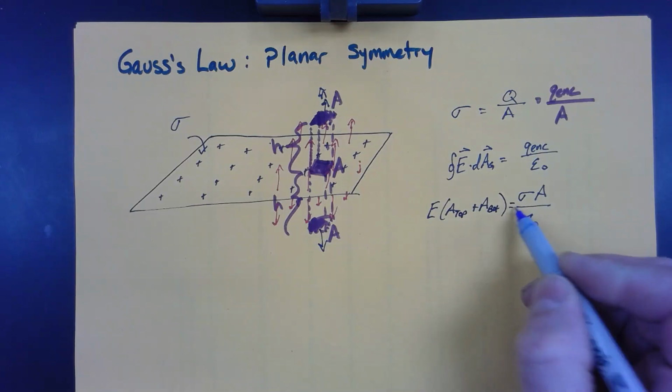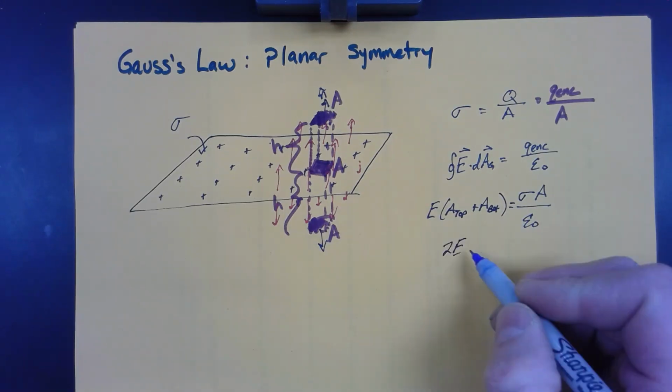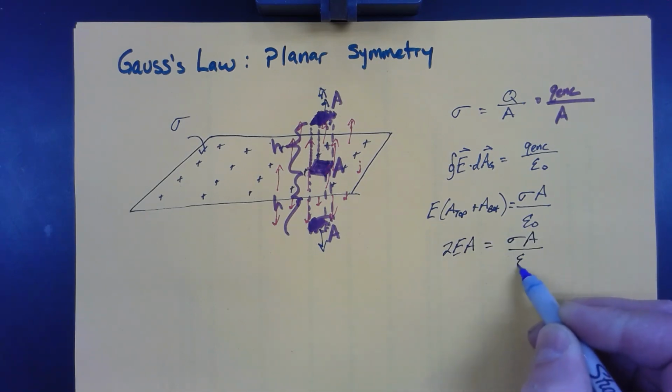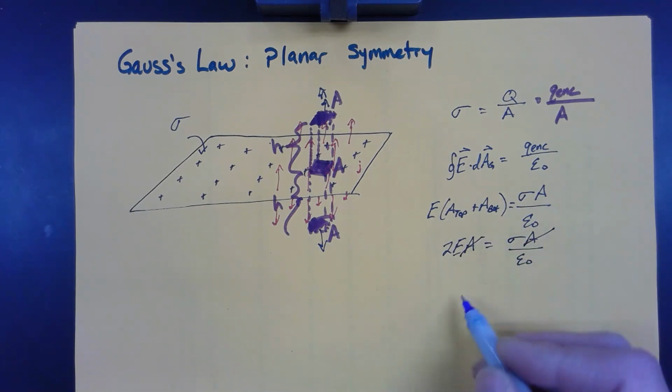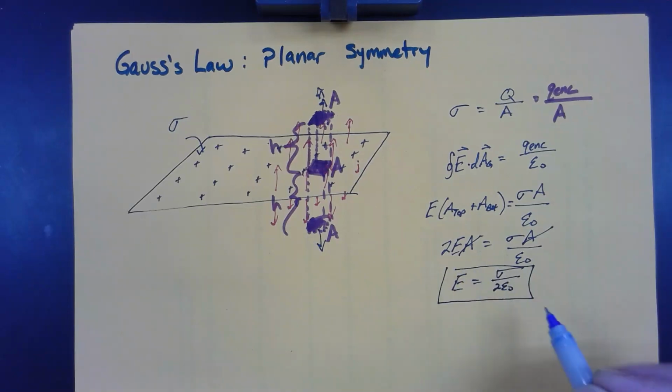So we end up with E times 2 times that area is equal to sigma times that area over epsilon naught. The areas are the same, so they cancel out. The strength of the electric field is equal to sigma over 2 epsilon naught.